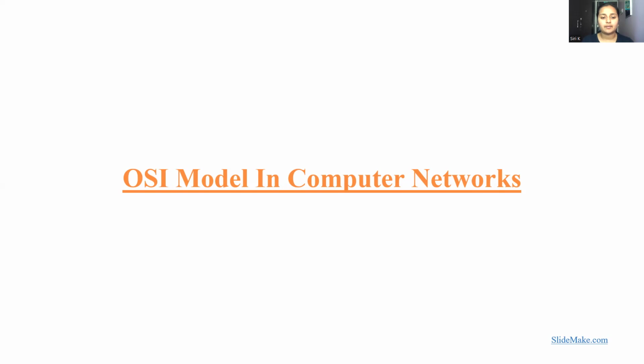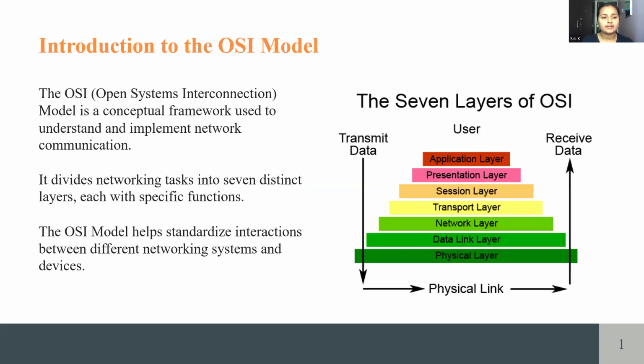Today I'll be discussing the OSI model in computer networks. Introduction to the OSI model. The OSI, Open Systems Interconnection, model is a conceptual framework used to understand and implement network communication. It divides networking tasks into seven distinct layers, each with specific functions. The OSI model helps standardize interactions between different networking systems and devices.